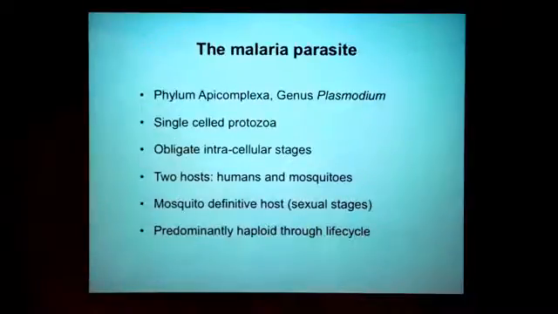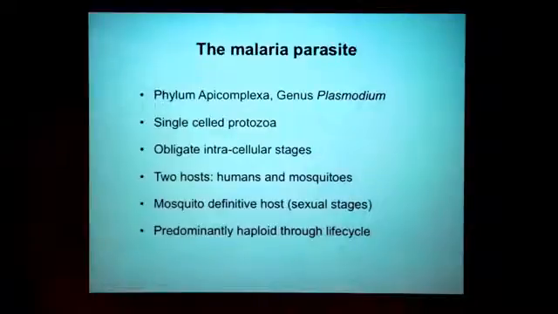Okay, so, a very brief overview of the malaria parasite. It's in the phylum Apicomplexa. It's a eukaryote. In the third year micro course that I've given at Melbourne University, the number of students who put bacteria or virus in their essays is still shocking. So it's a eukaryote, it's got a nucleus. It's in the genus Plasmodium.